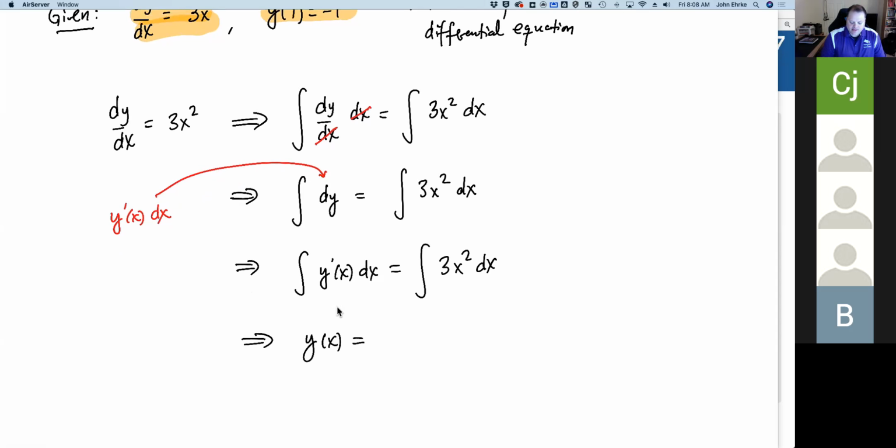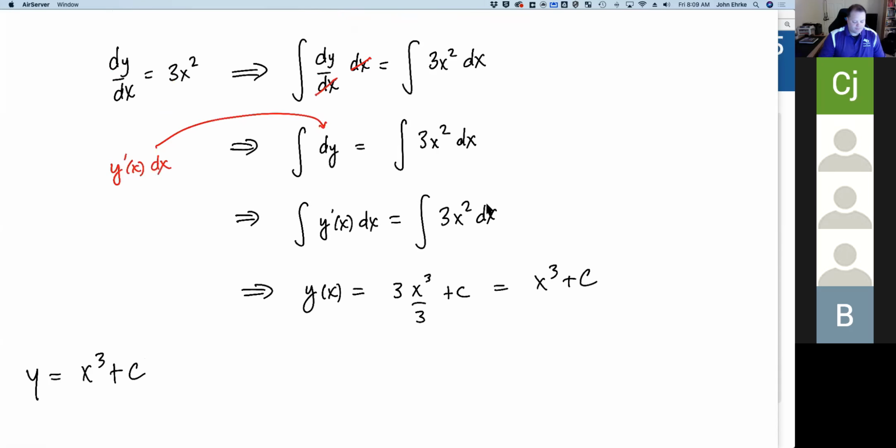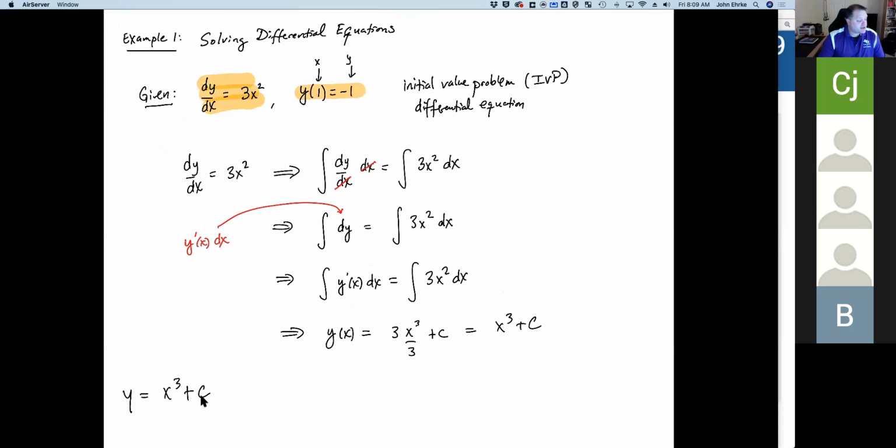And what you get on the right-hand side is the antiderivative of 3x squared, which is just 3x cubed divided by 3 plus a constant, or x cubed plus a constant. So we know that the y values in this problem are according to the function x cubed plus c. And if I want to figure out what the value of c should be, then I'm going to enlist the help of this extra point that I'm given, because I can't solve this problem without that extra bit of information.